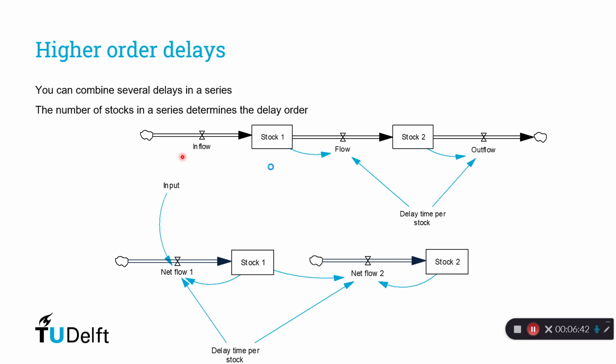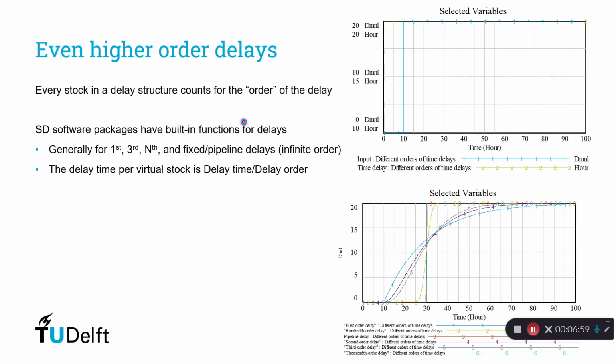And again, they behave very similar to the first order delays. However, as you can imagine, because this one only reacts to the output of this one, if we have this step function, you'll see that this one ramps up later. So we can even create higher order delays, and every stock in such a delay structure again counts for the order of the delay. System dynamics software packages have built-in functions for these delays. So generally for the first order and third order delay, of course the fixed and pipeline delays, so the infinite orders, and also for the nth order.